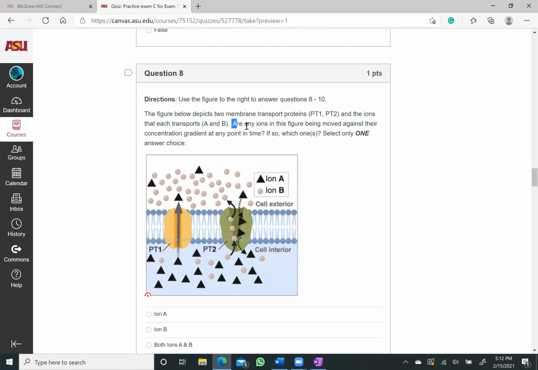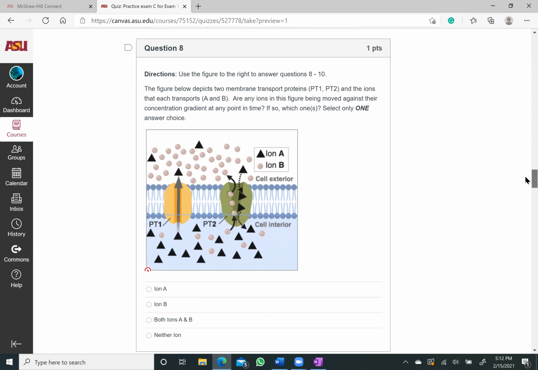Okay, so this one is asking, are any ions in this figure being moved against their concentration gradient? So this is very easy. It's just an image analysis question. You're going to be looking at these and seeing. So this one, look at protein transporter number 2. Here we can see these circles getting pushed from a low amount to a high amount. And we can also see these black triangles getting pushed from a low concentration to a high concentration. So both ions A and B are going against their concentration gradients.